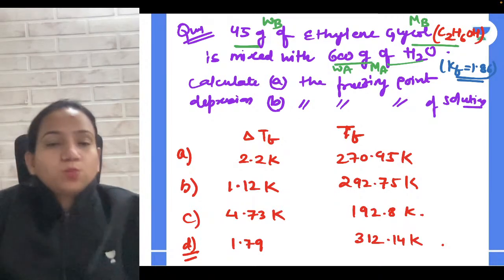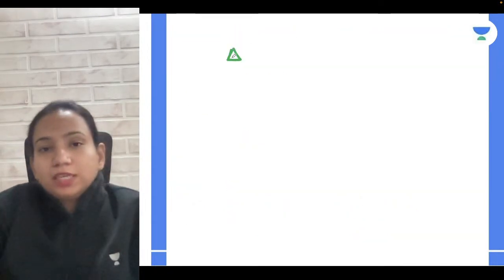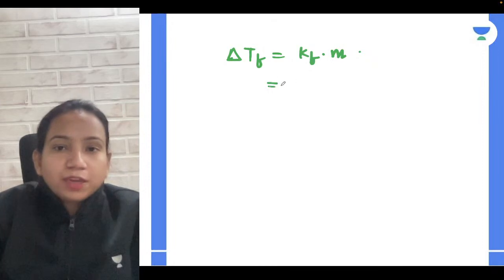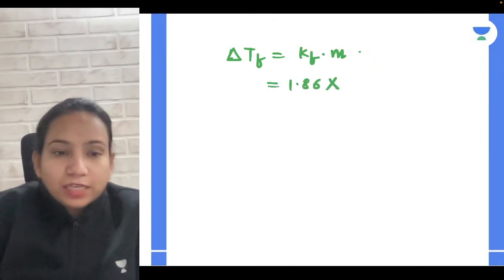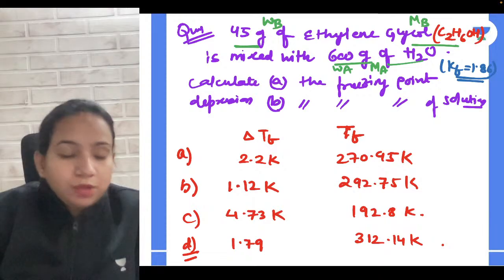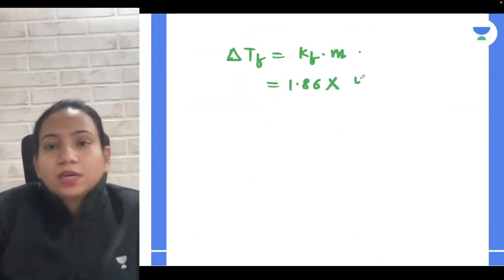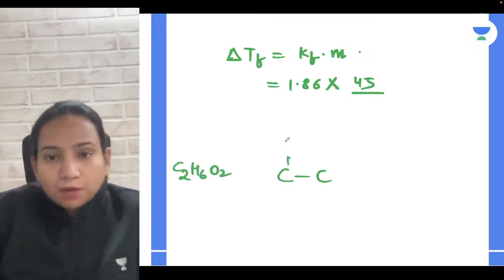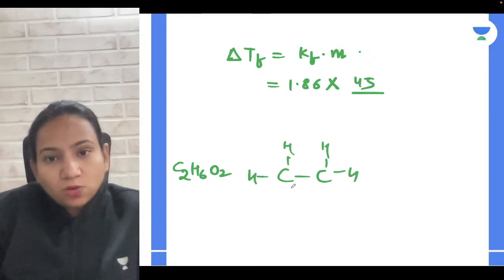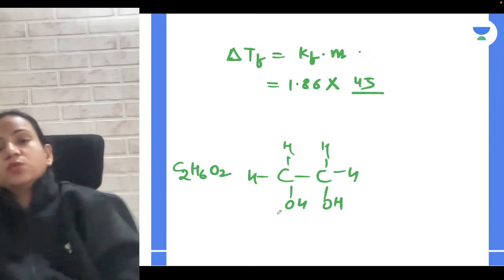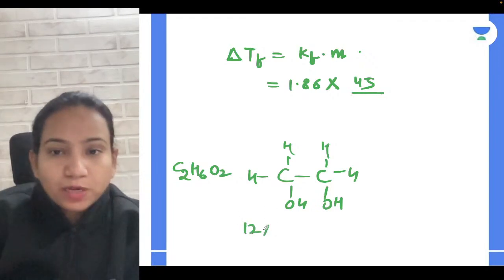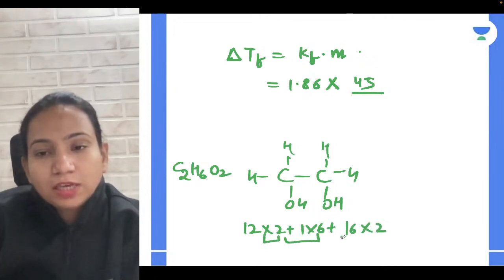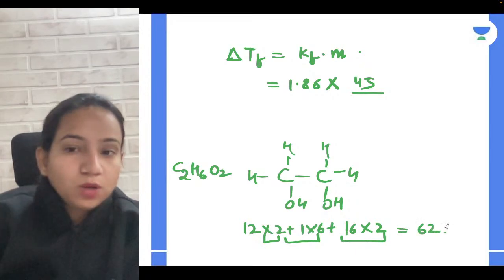How do I have to calculate? I know that KF is given, delta TF is equal to KF dot m. KF is 1.86. Molality is WB by MB. WB is 45 divided by MB. Ethylene glycol is C2H6O2, so MB is 12 into 2 plus 1 into 6 plus 16 into 2. So 24 plus 6 is 30, plus 32, that is 62 gram per mole.